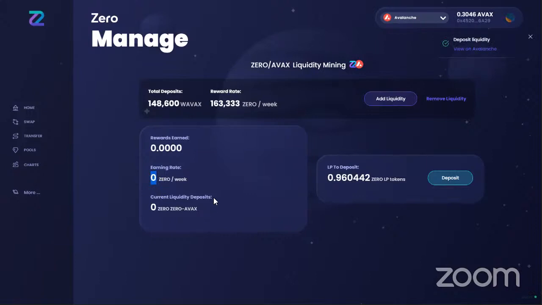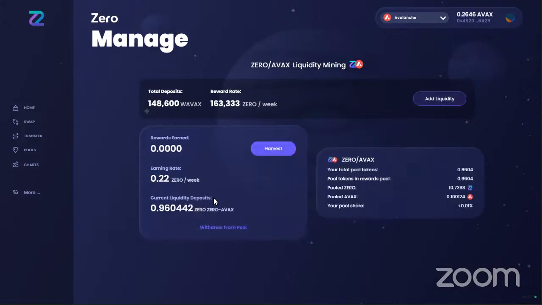So touching on those points about staking solutions for ZERO, I assume they're referring to single, what we call naked staking, where you're just staking. There you go. So 0.220 a week. I own less than 0.01% of the pool, but I pooled 10 ZERO with a little bit of AVAX, and you can see it. You can harvest it at any time. You can withdraw at any time.